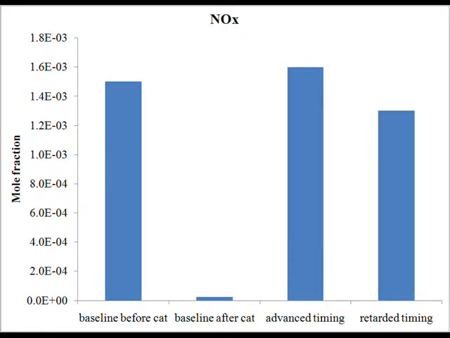The catalytic converter also significantly reduces the nitrous oxide compounds, or NOx, in the exhaust. Similar to unburned hydrocarbons, the NOx concentrations in the exhaust increase as the timing is advanced and decrease as the timing is retarded. As an exercise, discuss and explain these trends.